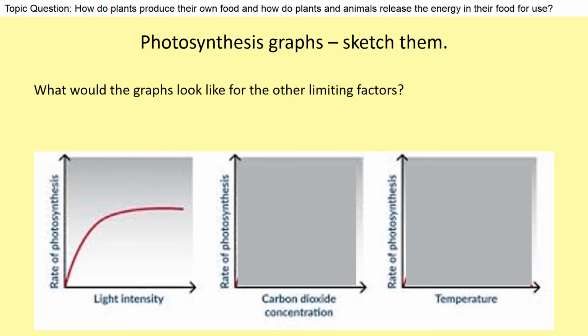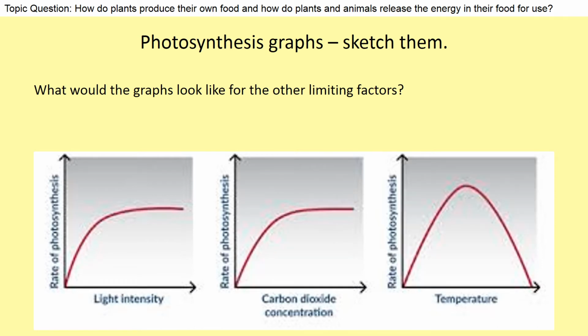For the other three limiting factors, we need to be able to describe and explain what graphs would look like. So what I'd like to do on your bit of paper for me, you need to do 3 graphs. So for each of them, the rate of photosynthesis goes on the y-axis. So we're looking at how the rate of photosynthesis might increase or decrease. And then you will need 1 graph for light intensity, 1 graph for carbon dioxide concentration, and 1 graph for temperature.